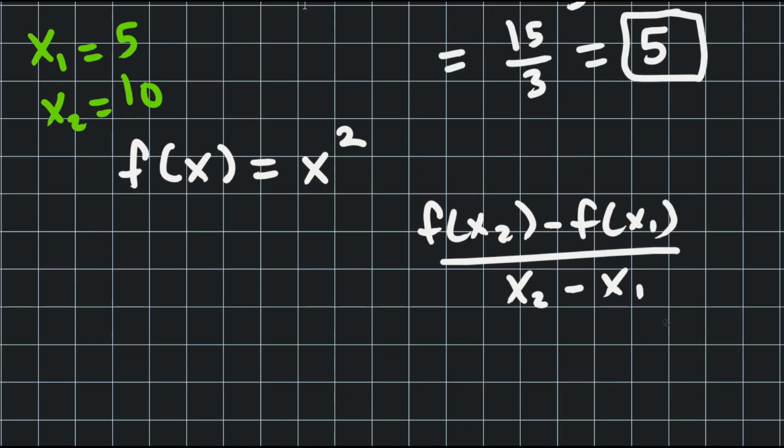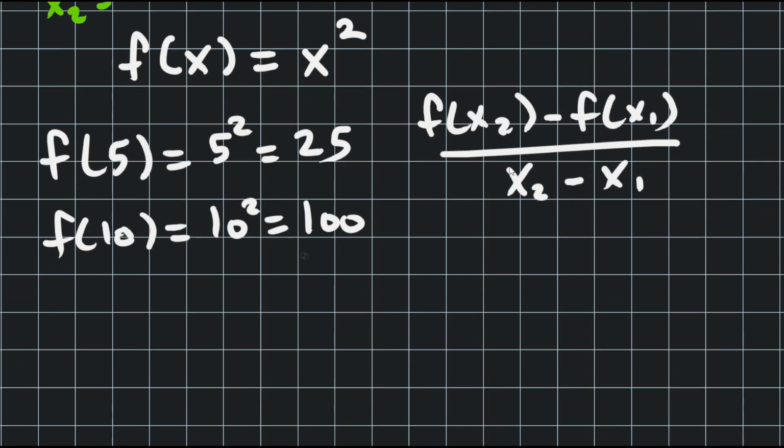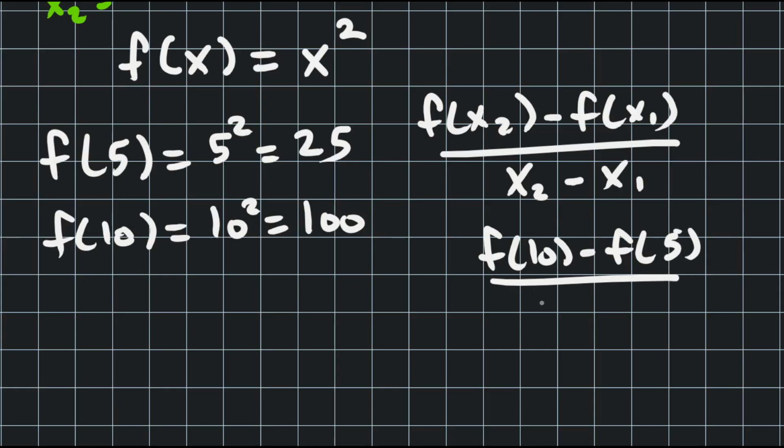So between 5 and 10, let's find that. What is f of 5 and what is f of 10? f of 5 is 5 squared, which is 25. And f of 10 is 10 squared, which is 100. So this is f of 10 minus f of 5, over 10 minus 5.